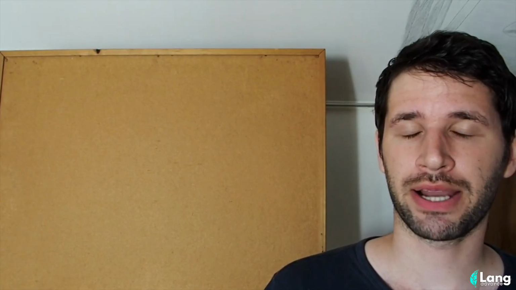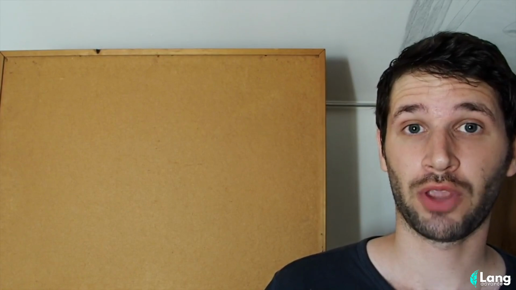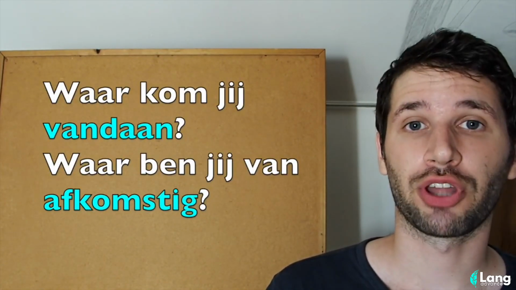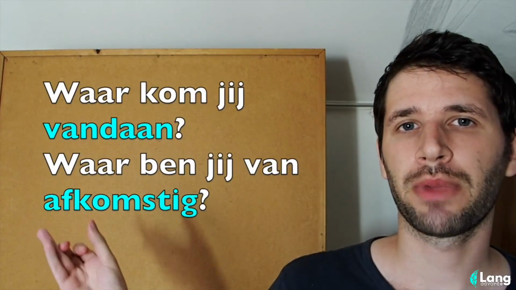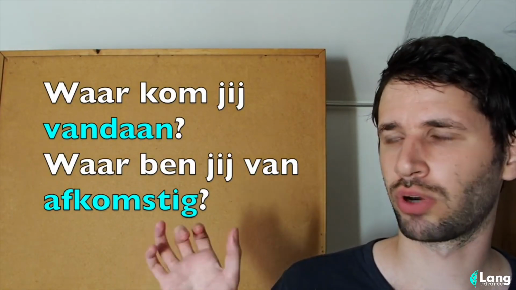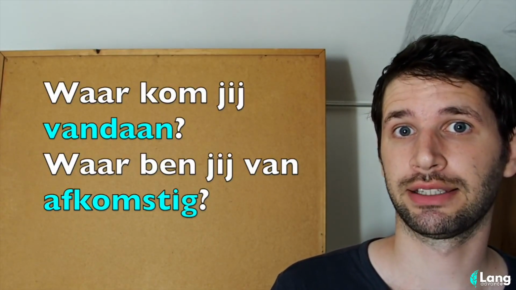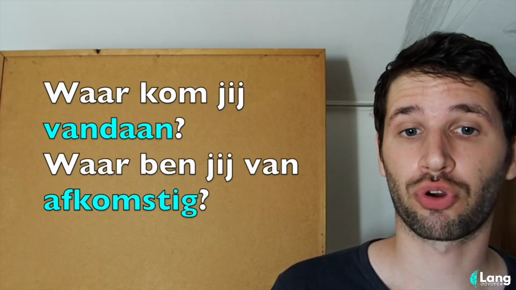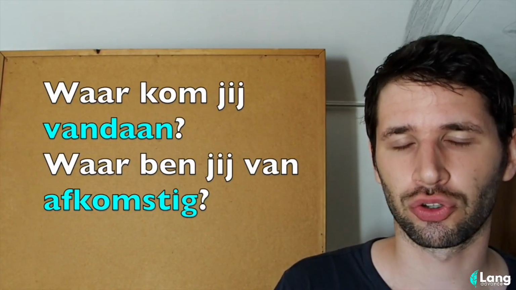A question that you might receive a lot if you're a foreigner in a Dutch-speaking country. Waar kom jij vandaan? Where do you come from? Or, waar ben jij van afkomstig? Again, where do you come from? Vandaan is with come, and afkomstig zijn van, that's also an expression, so you need to know these expressions. Don't forget you can put those questions in the formal form. Waar komt u vandaan? Waar bent u van afkomstig? You can actually leave the afkomstig, you can drop it, you don't need to put it there.